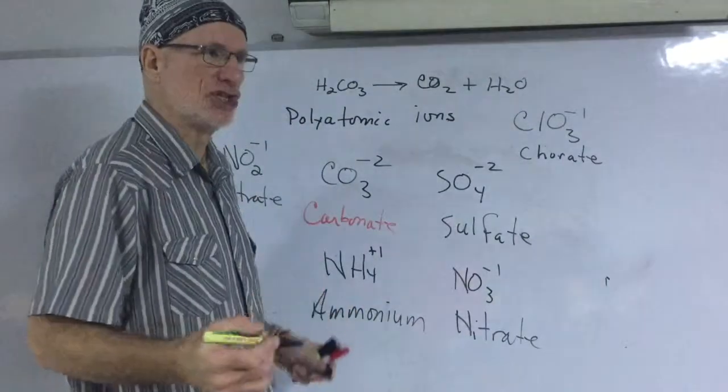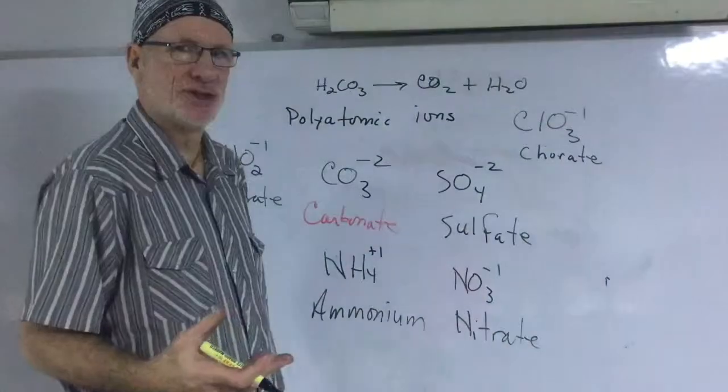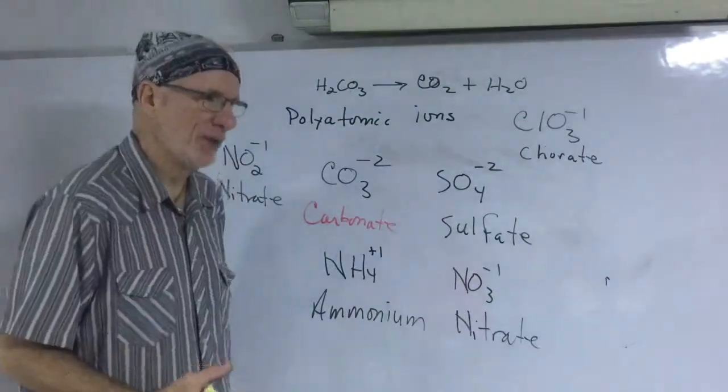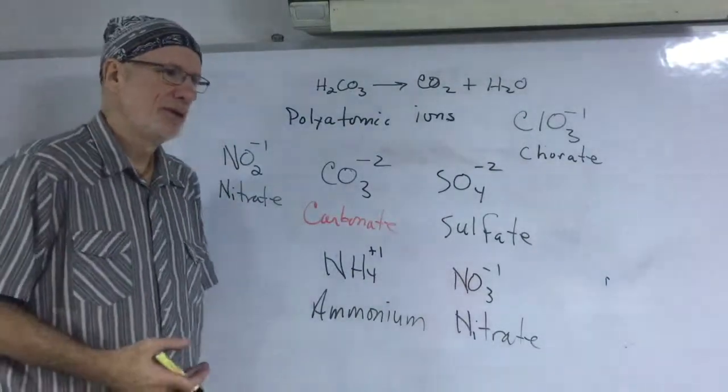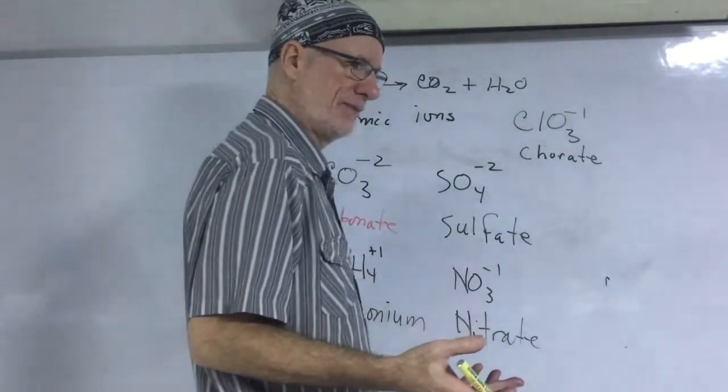Here's one that's in bleach. Anybody know what bleach is? Bleach that you use to whiten your clothes uses the following polyatomic ion. Usually it's sodium, this. Okay, you ready? You know what it is?